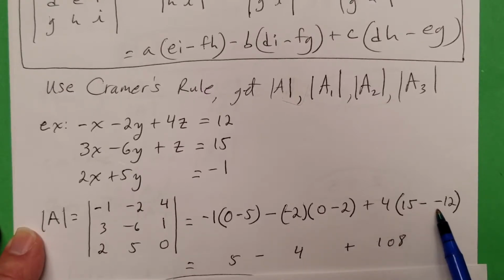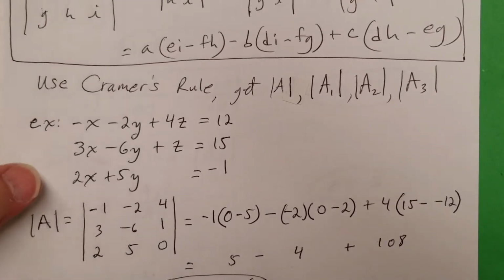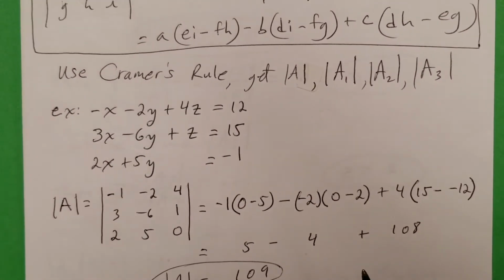This is 15 plus 12 times 4 comes out to 108. Do the math, and the determinant of A is 109. Got the determinant of A. Let's get A1. How do you do A1?